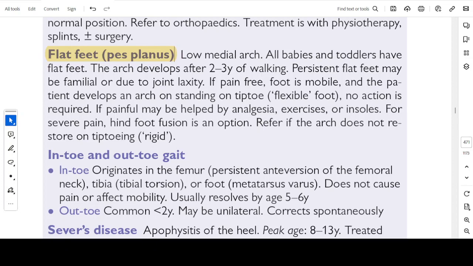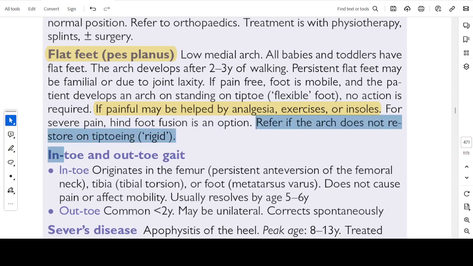Flexible foot. No action is required. If painful, it may be helped by analgesia, exercises or insoles. For severe pain, hind foot fusion is an operation. Refer if the arch does not restore on tiptoeing.